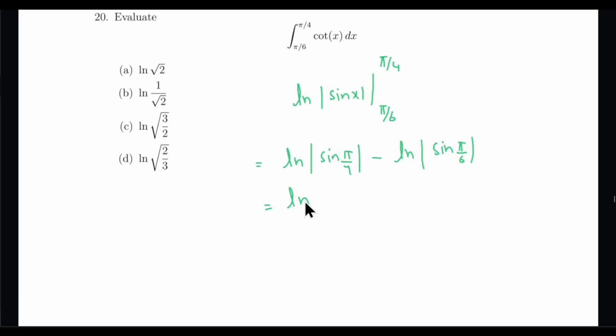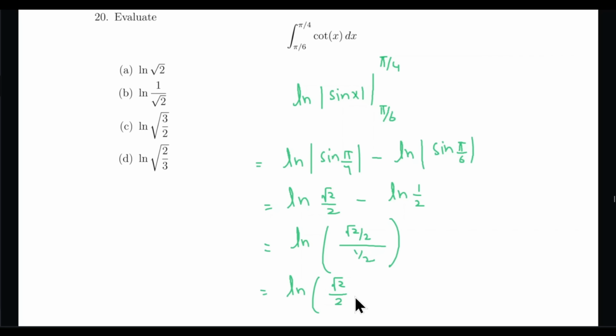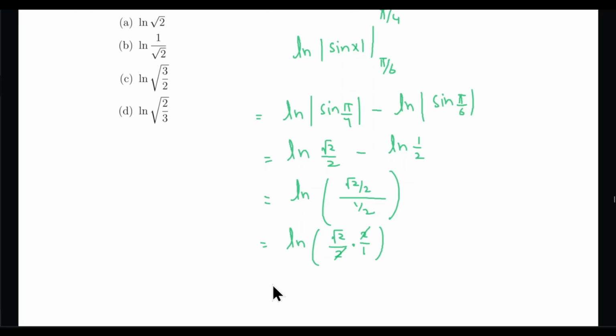Sine of pi over 4 is root 2 over 2, and sine of pi over 6 is 1 over 2. So ln a minus ln b is ln a over b. I hope you remember the properties. So ln a over b, I'm going to use keep, change, flip. Keep, change, and 1 over 2 is flipped. The 2 is gone, so I'm left with ln root 2, and that should be our answer, which has to be option A.